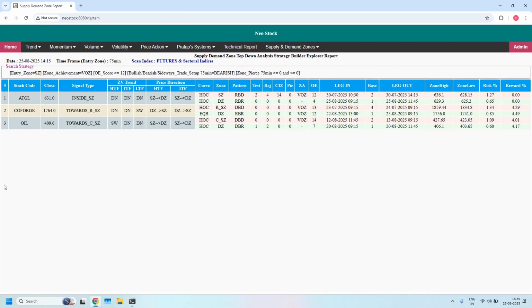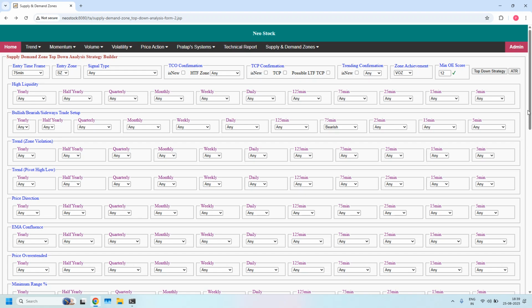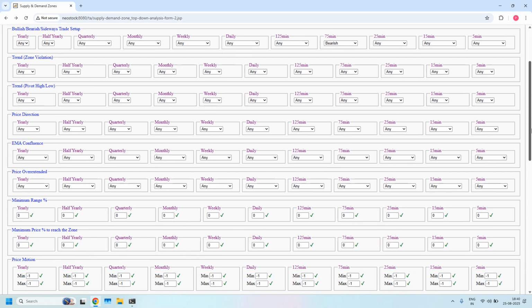With these filters, we got 3 stocks. All the 3 stocks are supporting bearish trade setup for weekly income trade, and entry time frame zones are 75 minute supply zones. So total 3 stocks we got. Out of these 3, how many are having more high probability to get success? That we will filter based on different zone confluence and EMA confluence strategies.